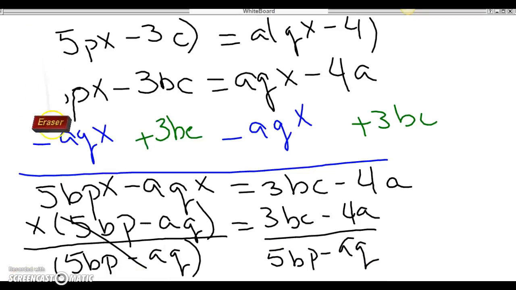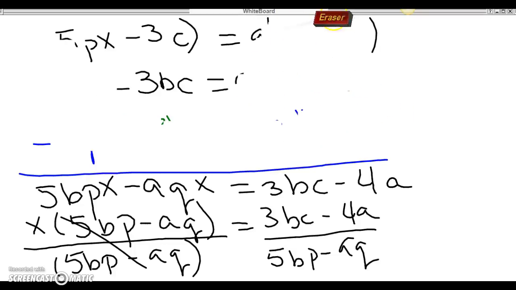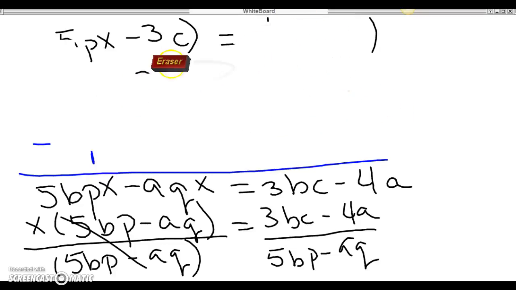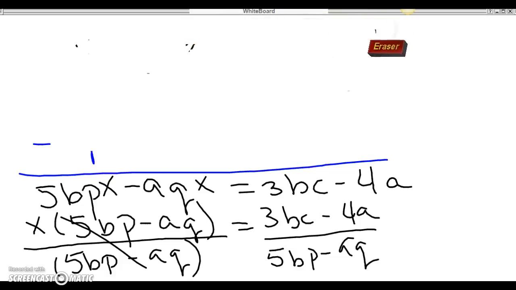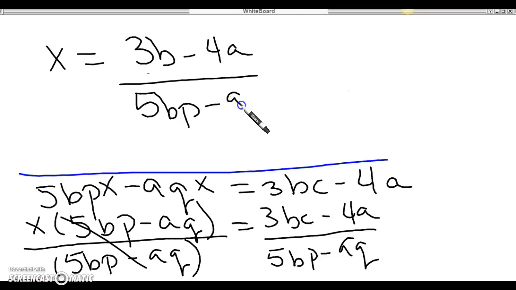I'm going to have to erase some of this up here. Remember, it's a video, so you can go back if you missed something. And I get x equals 3bc minus 4a all over 5bp minus aq.